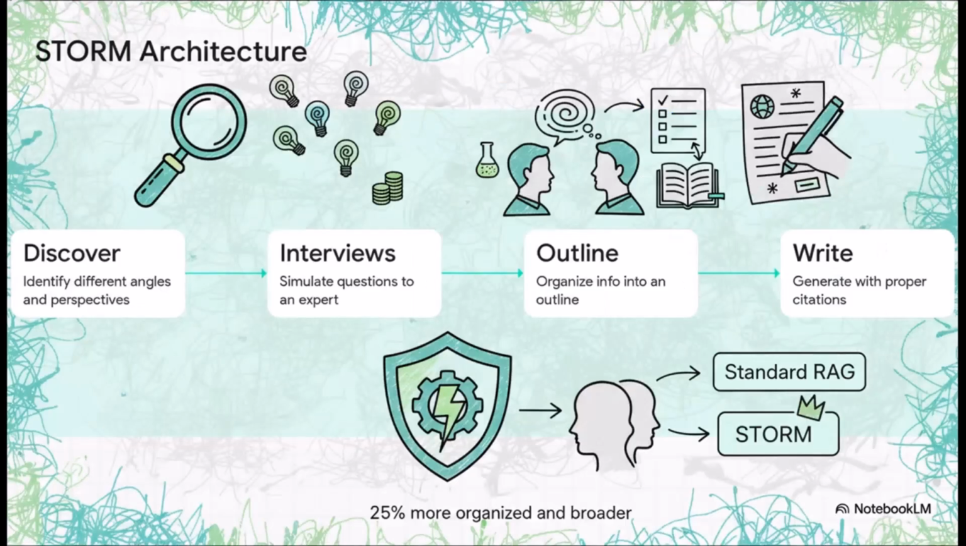Then you have Stanford's STORM architecture, which takes a wildly creative approach. It discovers perspectives, simulates interviews, curates an outline, and writes an article. It literally simulates conversations between different expert personas. Imagine a simulated scientist asking probing questions to a simulated economist, both grounded in real web sources. By doing this, STORM creates Wikipedia-style articles that evaluators actually rated as 25% more organized and broader than standard RAG outputs. That is just so cool.